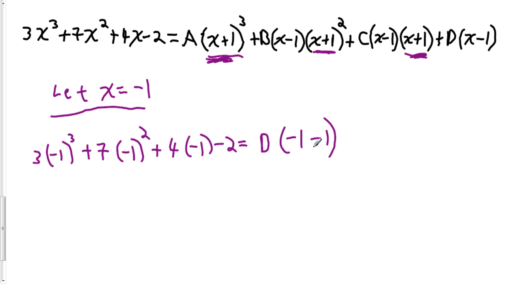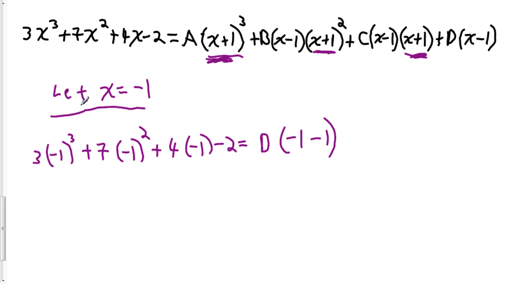So what I've done is I've plugged negative 1 everywhere in this equation. A bunch of these terms dropped out because they had a factor x plus 1, and negative 1 makes that 0. The only one left was this, and this is the new equation I get by letting x equal negative 1. Let's see what I get over here.